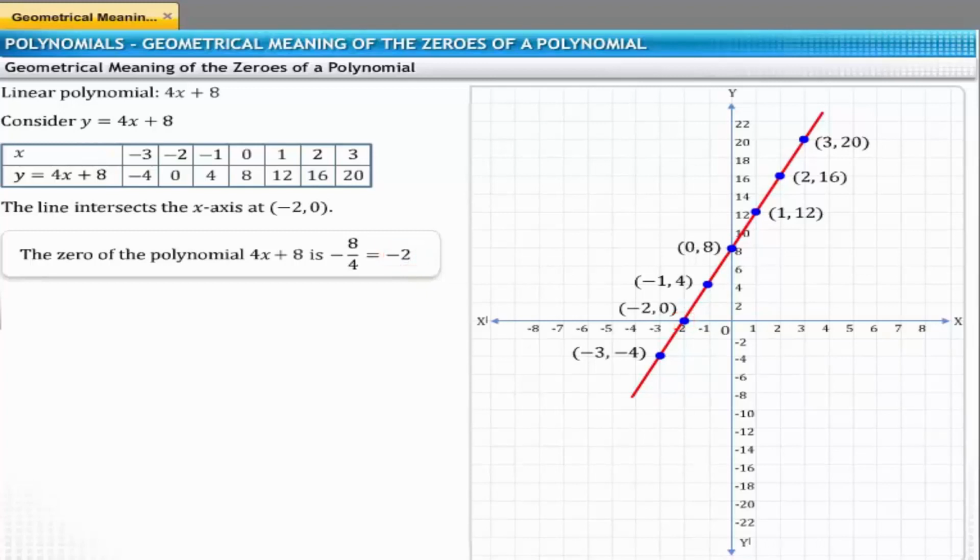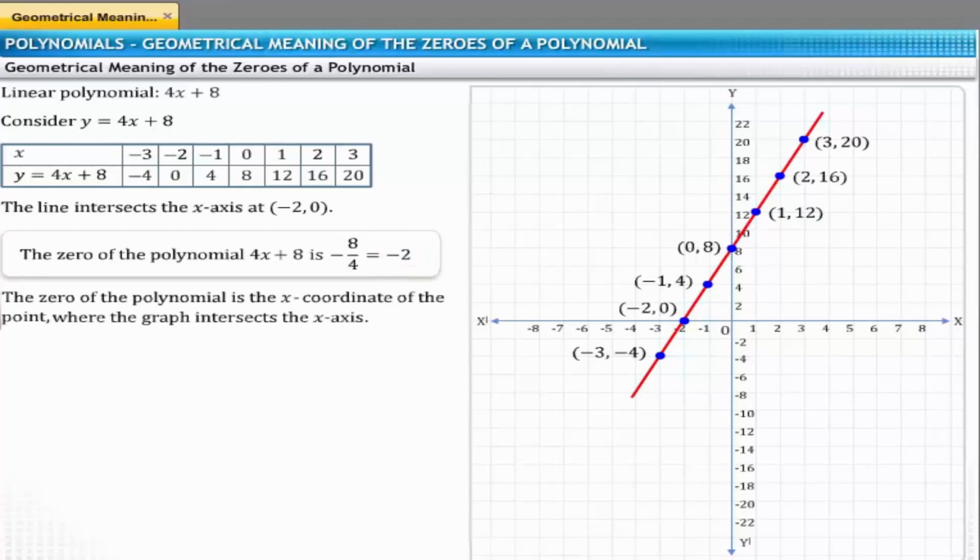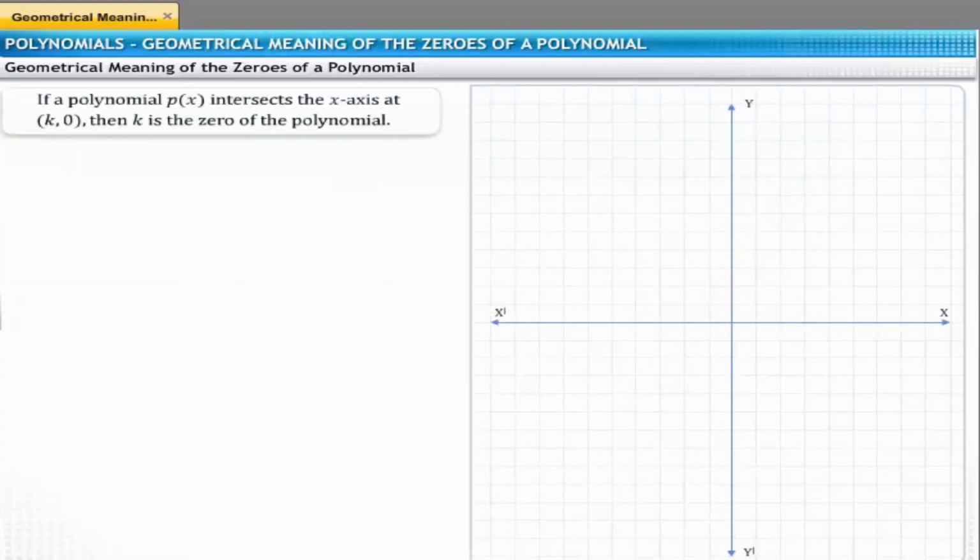Based on these observations, we can conclude that the x-coordinate of the point where the graph intersects the x-axis is the zero of the polynomial. In general, if a polynomial p of x intersects the x-axis at k, 0, then we can say that k is the zero of the polynomial. In other words, p of k is equal to 0.